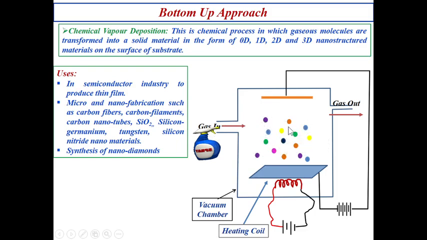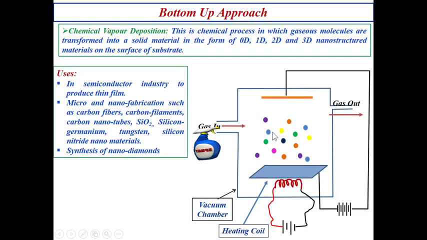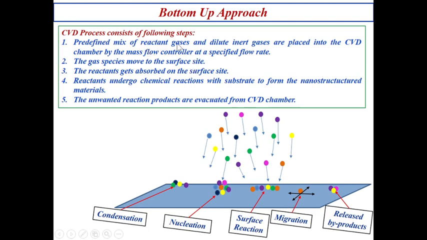This is the mass flow controller. This flux is called the mass flow controller, at a specific flow rate. With a specific flow rate, we inject the mixture of reactant gases, precursor material, and dilute inert gases into the CVD chamber. Then what is going to happen?